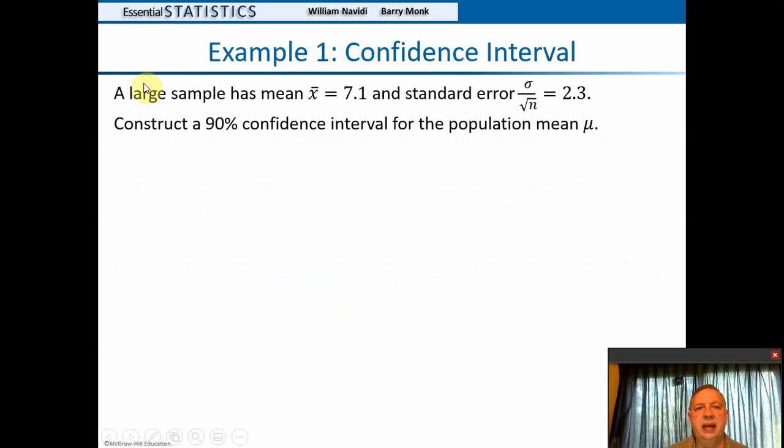So let's work an example. A large sample has mean x bar equal to 7.1. A standard error of sigma over the square root of n is equal to 2.3. So they've done this calculation for us, and they built the standard error. Construct a 90% confidence interval for the population mean mu.